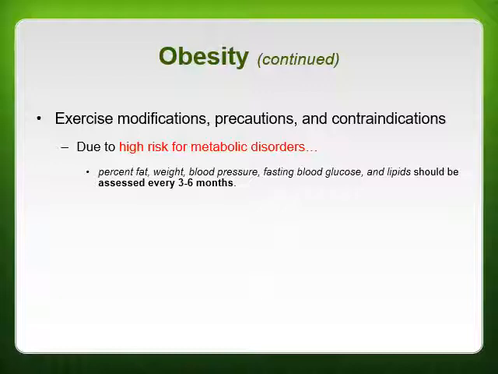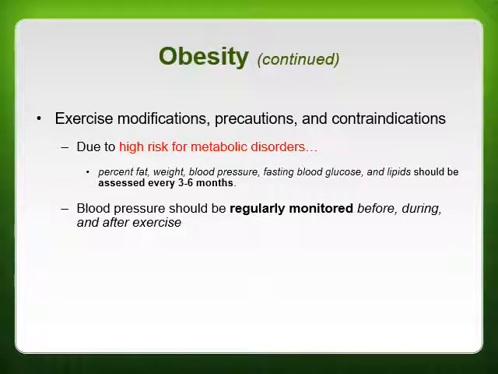Once again, obesity is oftentimes very related to other metabolic disorders. So as a result, if you have an obese client, due to that high risk for metabolic disorders, you want to make sure you keep an eye on the following areas when it comes to assessment. Looking at body fat percentage, their weight, their blood pressure, their fasting blood glucose and lipids. Now, some of that might be done in the doctor's office, but it should be assessed every 3 to 6 months, really to see what kind of progress is being made and whether or not that profile is improving for the better, which is why they're there in the first place.